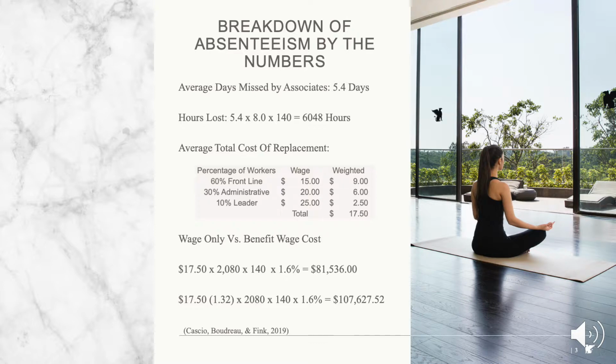When we do a benefit wage cost, we add an additional 32%, which again is the average cost of benefits in addition to the wage. We multiply that once again by the 2,080 hours, 140 associates, and the 1.6% average payroll cost, giving us a total of $107,627.52. A couple of notes to make: this does not cover the cost of the supervisors' work that is put in to replace these workers, nor does this have any quantitative effect on the morale or the satisfaction of the employees who are also trying to cover for these missing associates.